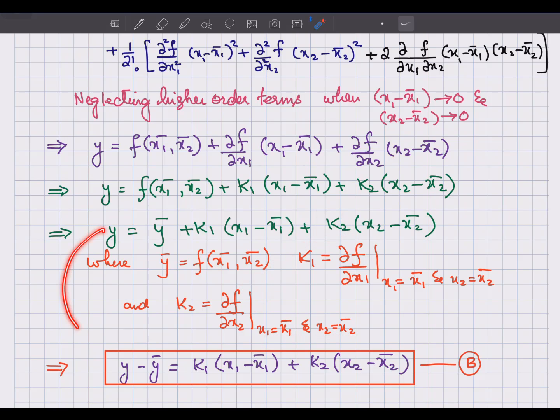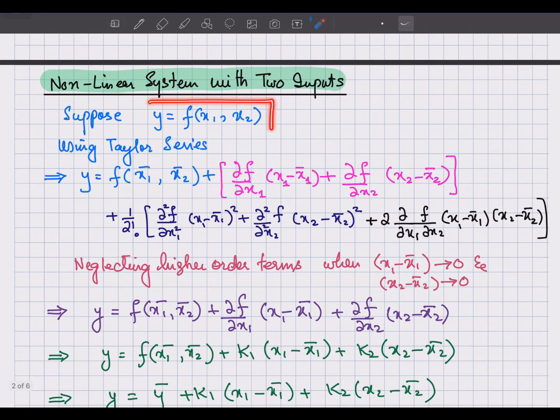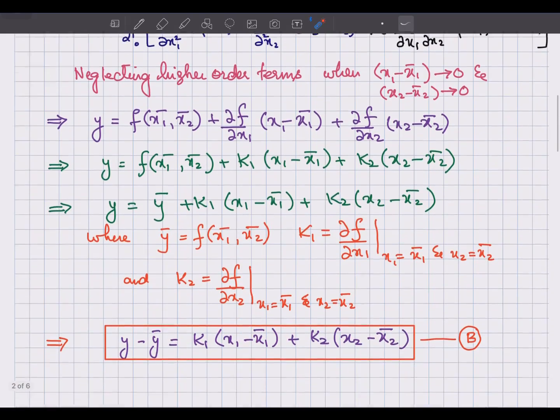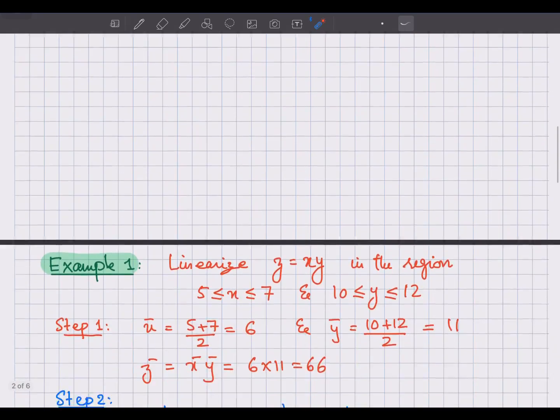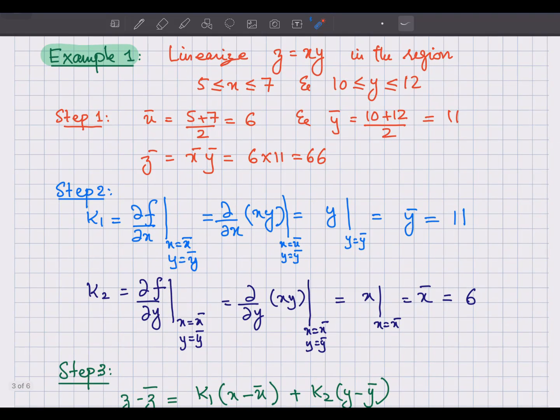So from this equation I can write it like that: y minus y bar is equal to k1 into x1 minus x1 bar plus k2 into x2 minus x2 bar. So this is the linear representation of this non-linear function, that is the function of x1 and x2. Okay, so now let's look at the example of how we can use this concept to linearize the non-linear function.